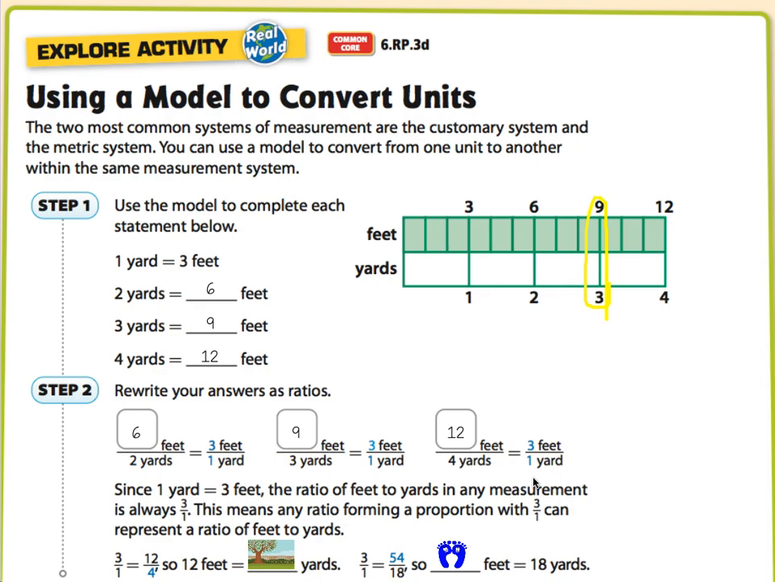So every time I'm finding that since 1 yard is equal to 3 feet, the ratio of feet to yards in any measurement is always 3 to 1. This means any ratio forming a proportion with 3 to 1 can represent the ratio of feet to yards. So 3 to 1 is equal to 12 to 4, so 12 feet is equal to 4 yards. 3 to 1 is equal to 54 to 18, so since 54 represents the number of feet, I know 54 feet is equal to 18 yards.